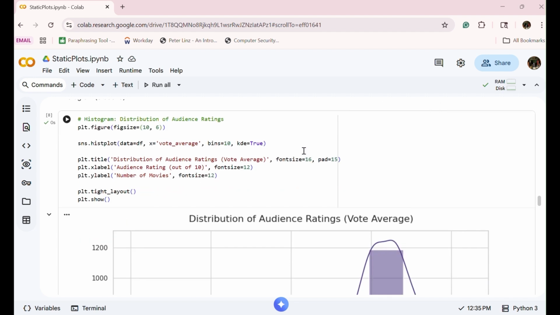The vote average column, which represents each film's score out of 10. I used Seaborn's displot with 10 bins and added a KDE curve on top. And the KDE, which is a kernel density estimate, is a smooth line that sits over the bars.